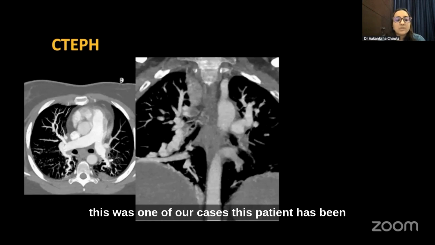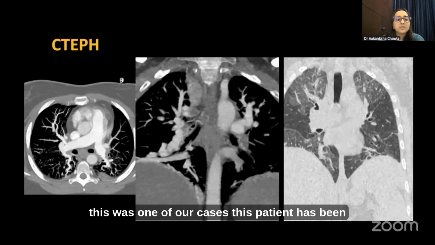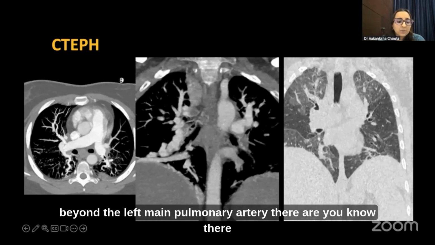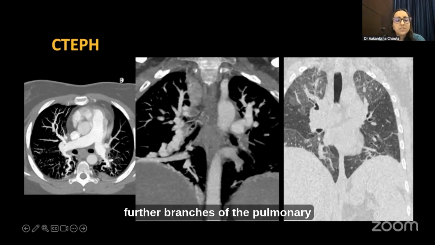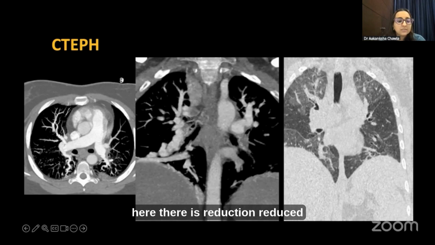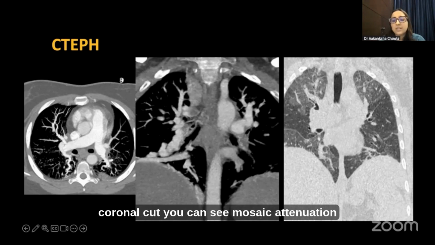And this was one of our cases. This patient has been there for over 10 years, is a case of CTEPH. If you can appreciate here, beyond the left main pulmonary artery, there are further branches of the pulmonary artery on both the sides, right and left. So you can see here, there is reduced perfusion over here. There is narrowing as well. Again, on the coronal cut, you can see mosaic attenuation.